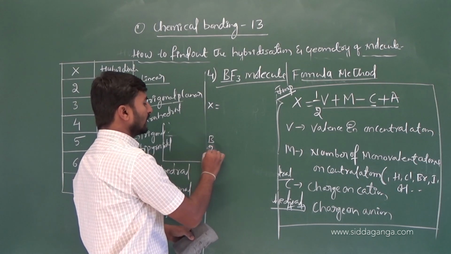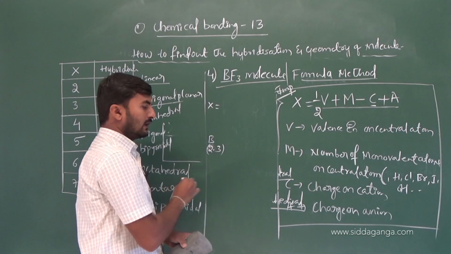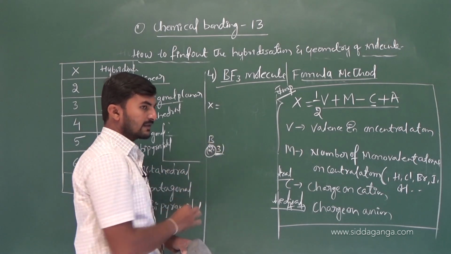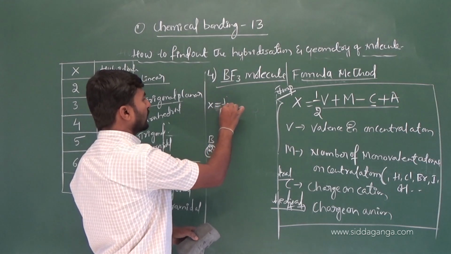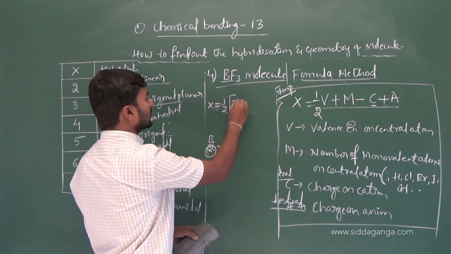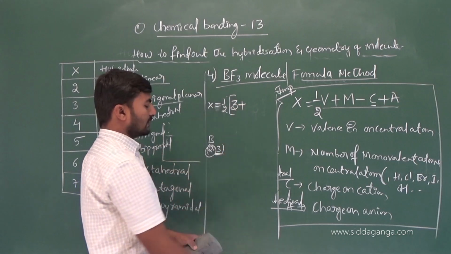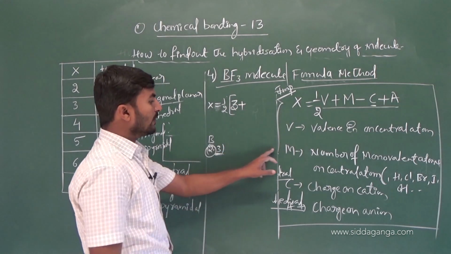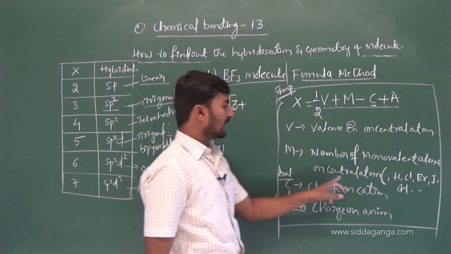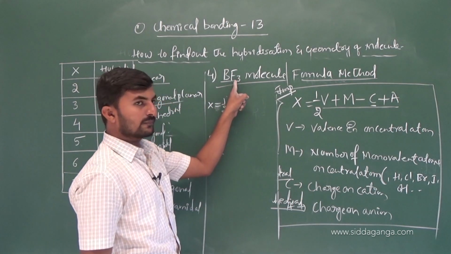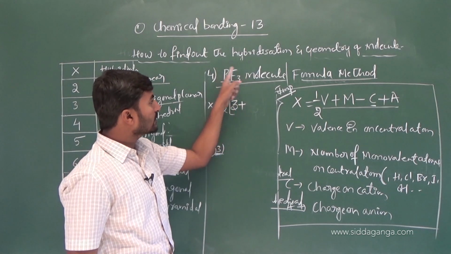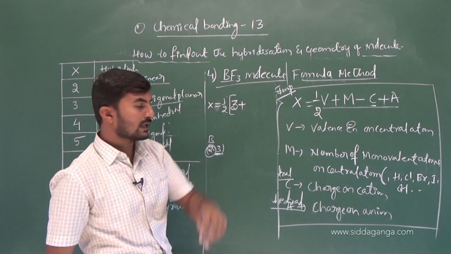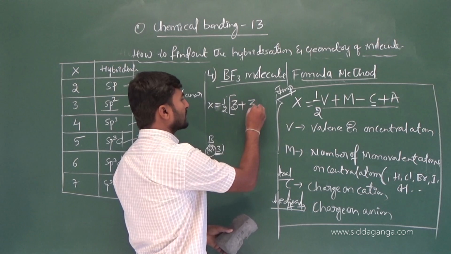Boron, atomic number is 5. It is having the configuration 2,3. 2 is ground state, 3 is valence electrons. How many valence electrons on boron? There are 3 valence electrons, followed by how many monovalent atoms are present? 3. Fluorine is a monovalent atom. How many fluorine atoms are there here? We have 3 fluorine atoms. That is why it is 3.